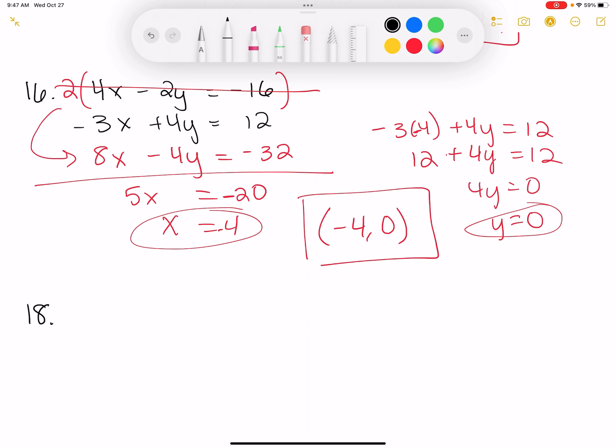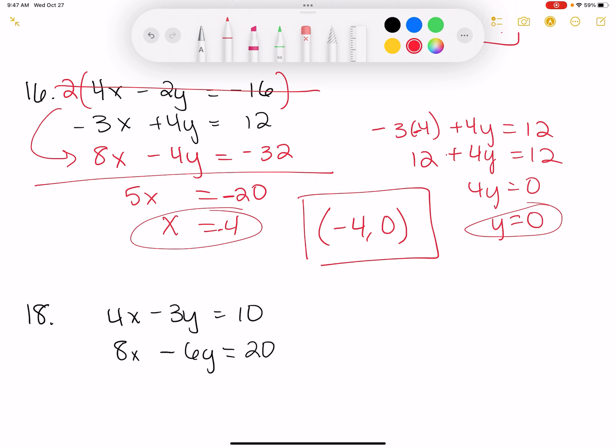All right, number 18: 4x minus 3y is equal to 10, and 8x minus 6y is equal to 20. So what do you think I should do here? Multiply by 2?